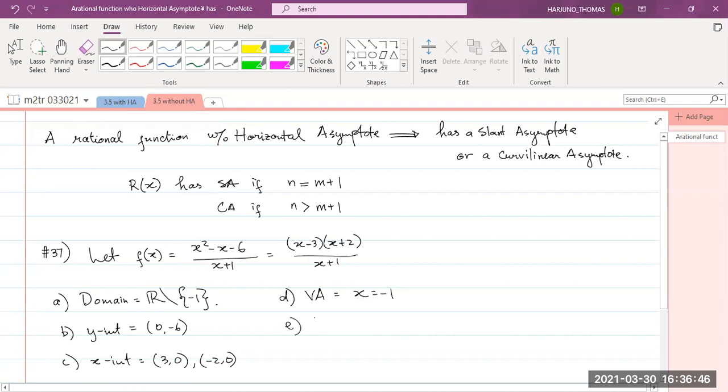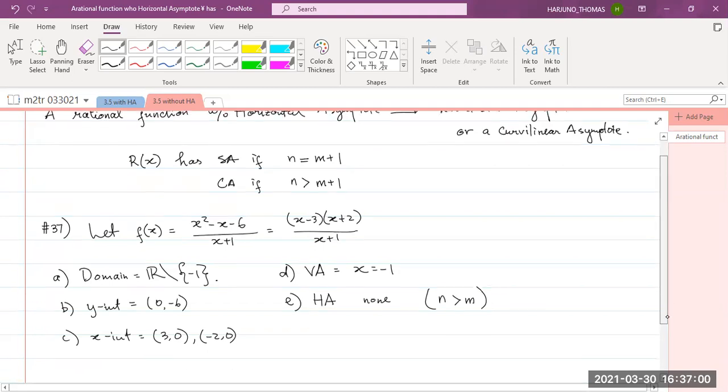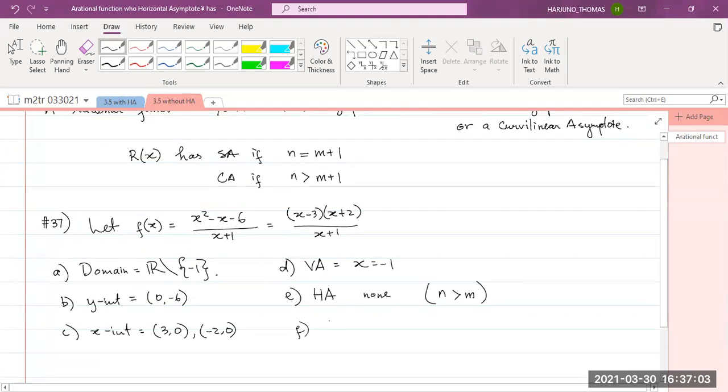Now, part E, horizontal asymptote is none, because the degree on the top, which is 2, is greater than the degree at the bottom, which is 1. Now, how about the slant asymptote? Since the degree on the top, which is 2, is 1 more than the degree at the bottom, which is 1, then the graph of f(x) has a slant asymptote.